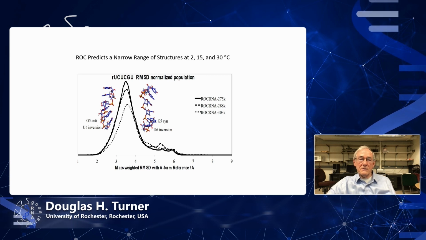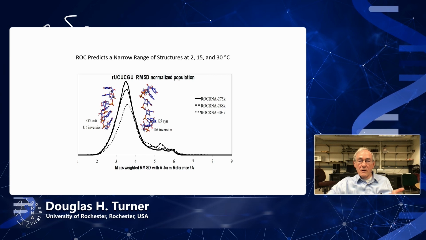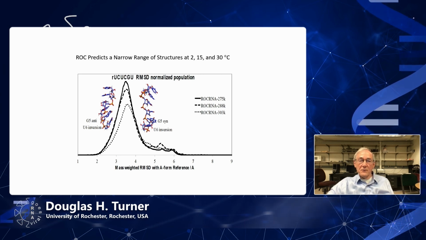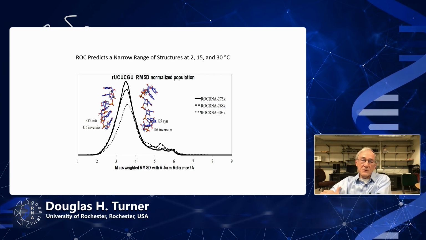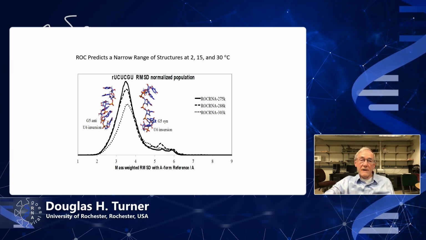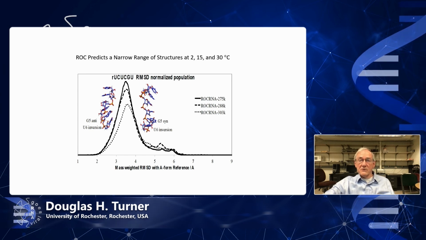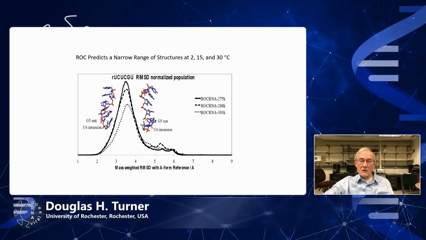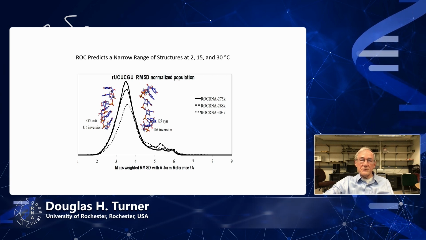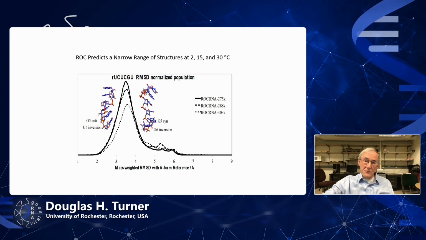And you'll see that the mass-weighted RMSD with A-form, first of all, is at a smaller number, around 3.5 angstroms. And there just aren't as many structures that are generated when you use rock. So that's a very important difference between these 2 force fields. Which one is right is a separate question.